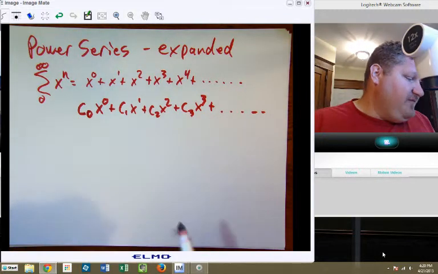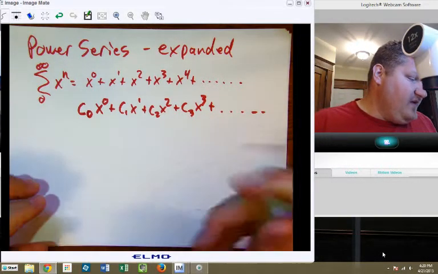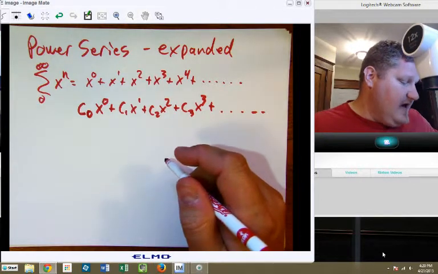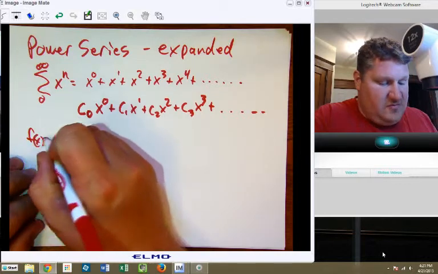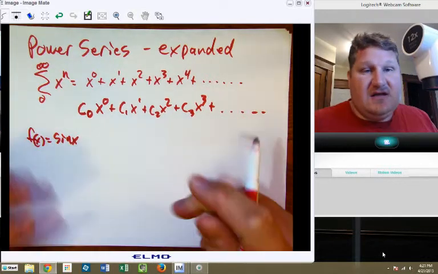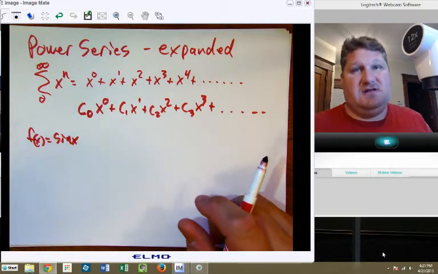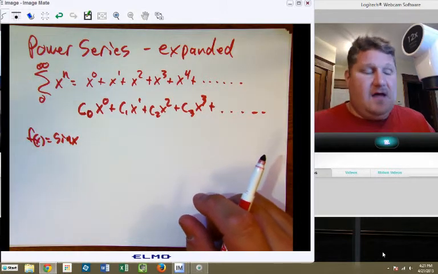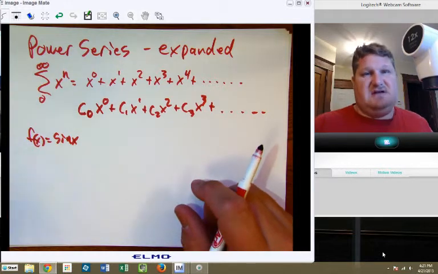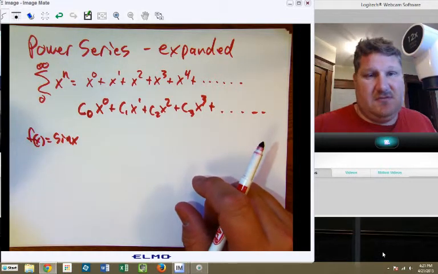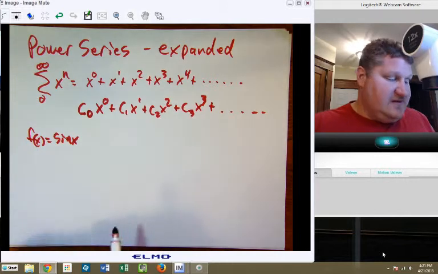Well, the first thing we can do is take a look at something like sine x. Let's assume our function we're going to deal with is sine x. Now, sine x is something we can easily integrate, something we easily differentiate. And that's fine, but we of course need to start with something easier so that we can work our way up to something more difficult. But this should give us a nice pattern.